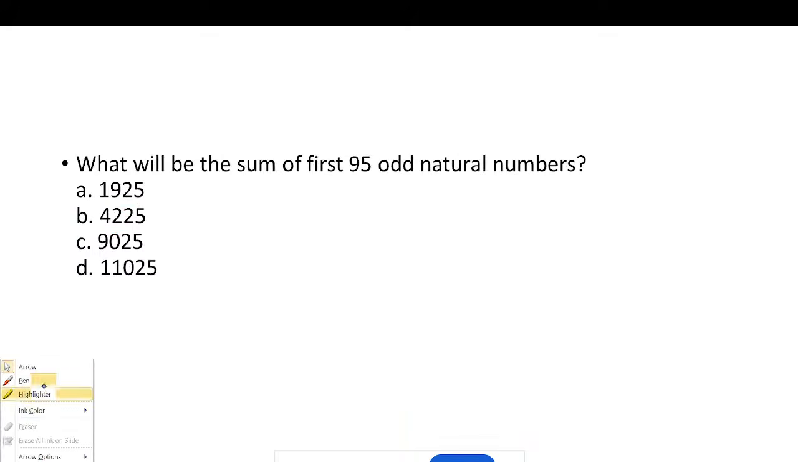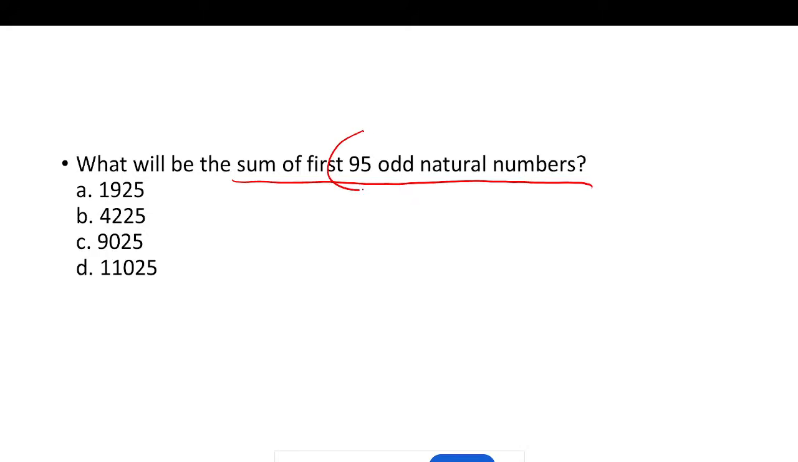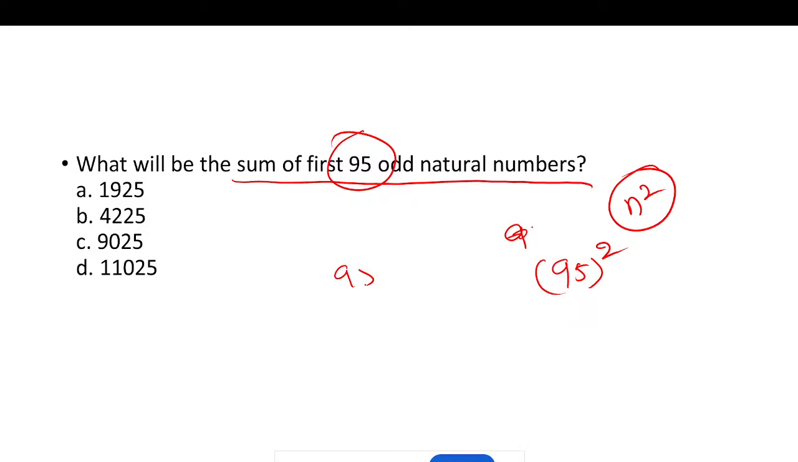Answer this question. What will be the sum of first 95 odd natural numbers? Sum of odd natural numbers formula is n square. How many odd numbers are there? 95. 95 square. What is the 95 square value? 95 into 95. 5 5s are 25. 9 is there, 9 next number 10, 9 tens are 90.